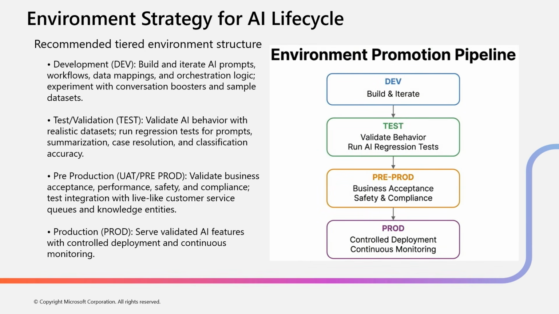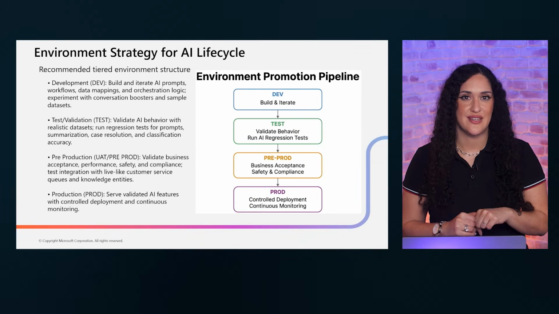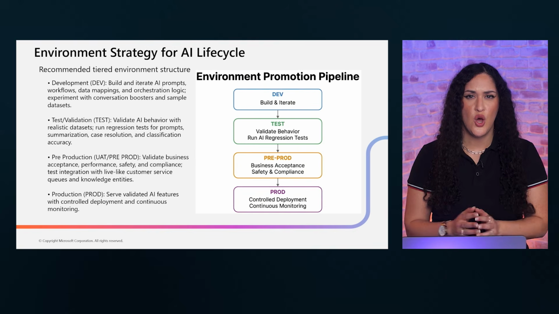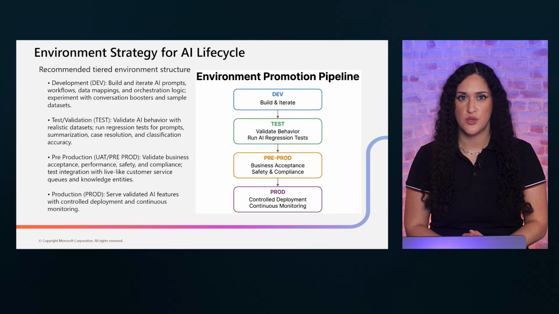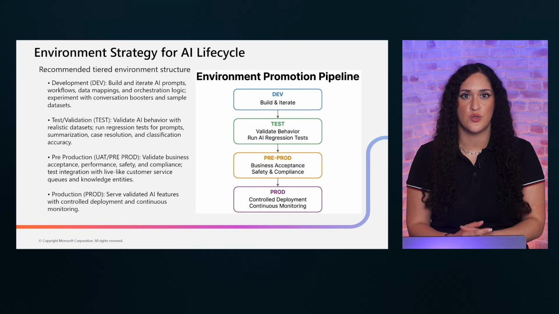The environment strategy recommends 4 tiers for customer-facing AI: development for building and iterating prompts, workflows, data mappings, and orchestration logic; test for validating AI behavior with realistic datasets and running regression tests on summarization, case resolution, and classification accuracy; pre-production for business acceptance testing, performance validation, safety, compliance, and integration testing with live-like customer service queues; and finally, production for serving validated AI features with controlled deployment and continuous monitoring.